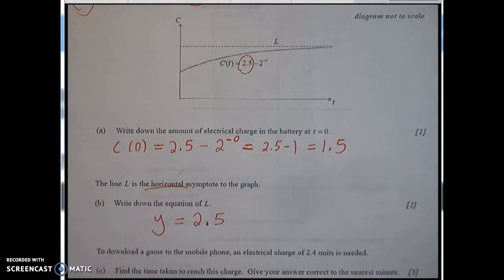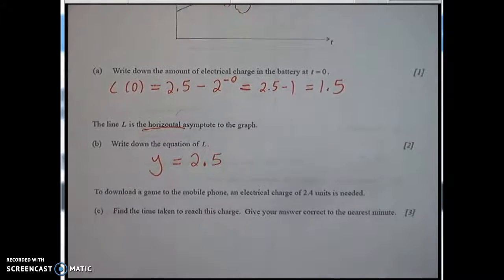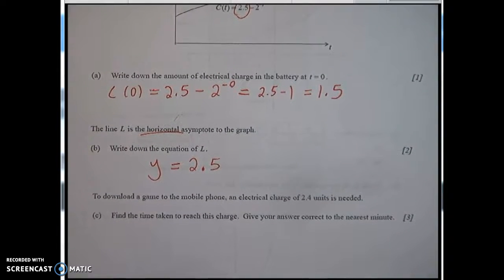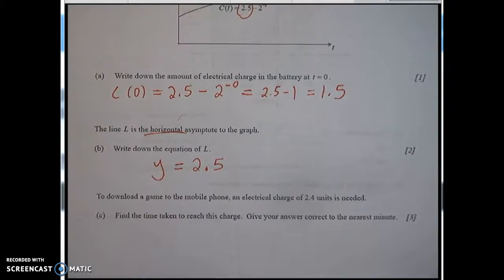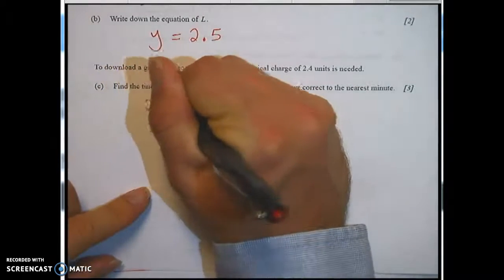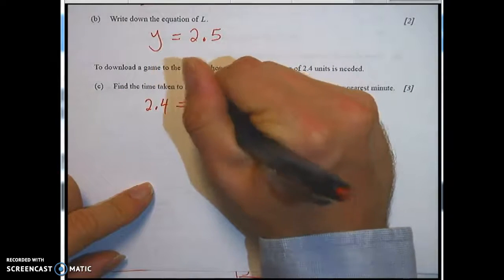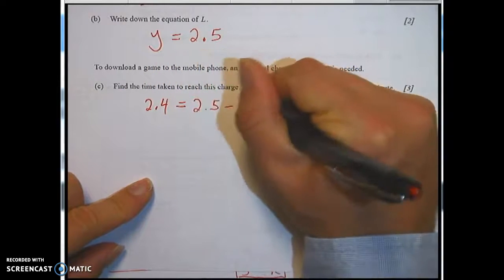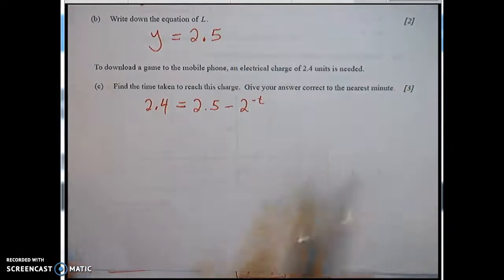Last part, part C. To download a game to a mobile phone, an electrical charge of 2.4 units is needed. Find the time taken to reach this charge. Give your answer to the nearest minute. So I'm going to start with that 2.4 they gave me. I'm going to set it equal to the equation 2.5 minus 2 to the negative t power. And I need to solve for t.